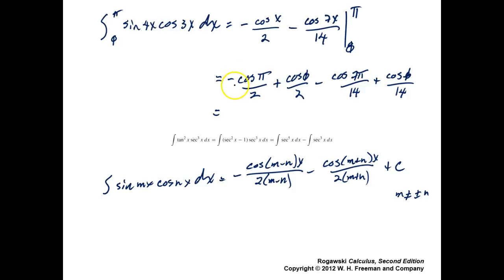Minus a minus 1 would be a plus 1, so that'd be a 1/2. Plus, what's the cosine of 0? 1. So that'll be a 1/2. That's why I did them that way. Okay, minus the cosine of 7 pi.